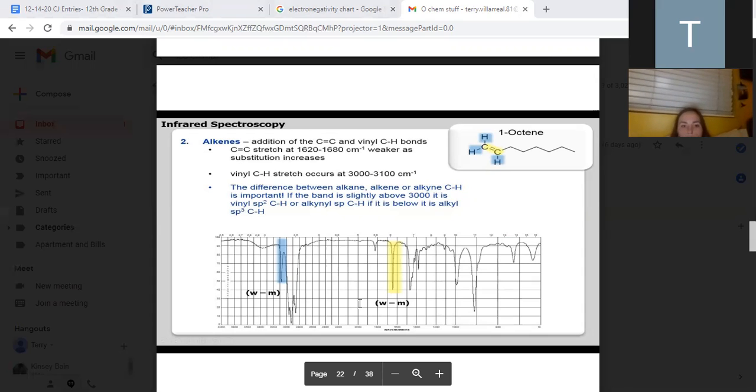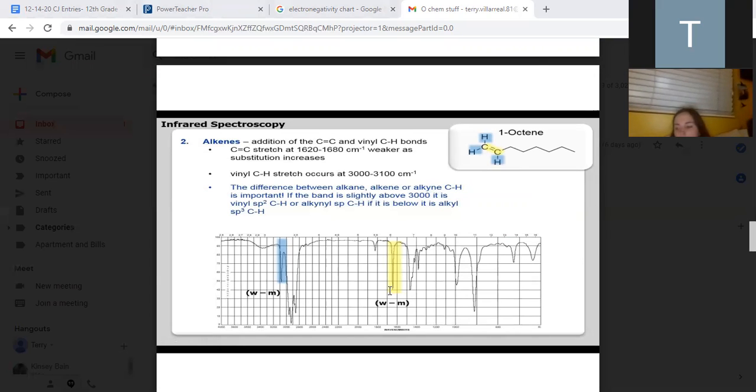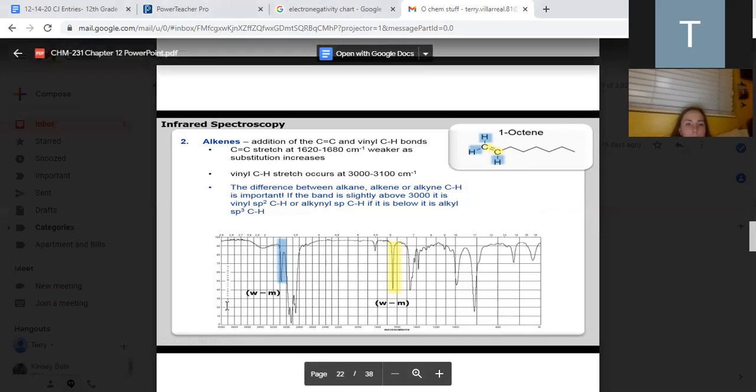So here we have this wonderful compound, 1-octene, and you can see that the carbon-carbon double bond is about right here, at about 1600 to 1700. And the sp2 carbon-hydrogen bond is right above 3000. This is one of the most important things that we'll go through, and I'll give you a simple list at the end of this.